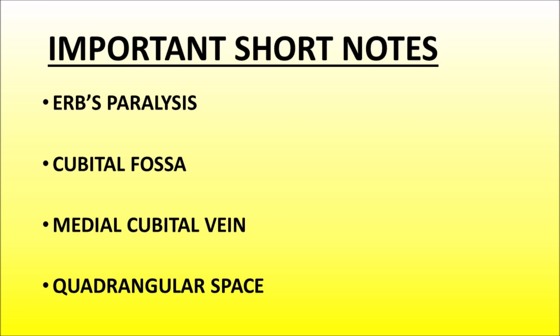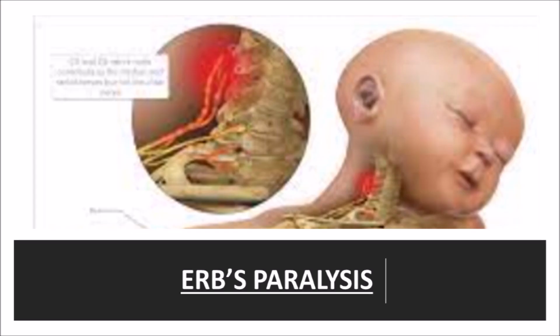In this lecture, we'll be covering the next set of important short notes, which are Erb's paralysis, cubital fossa, medial cubital vein, and the quadrangular space. Let us now start with Erb's paralysis.